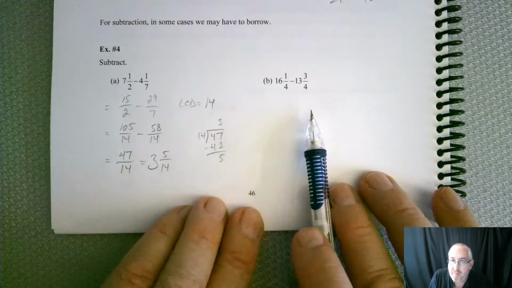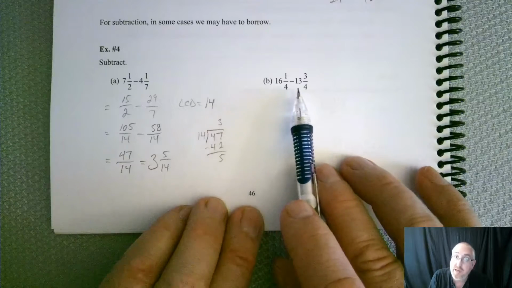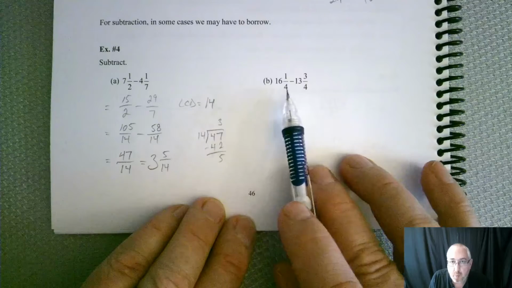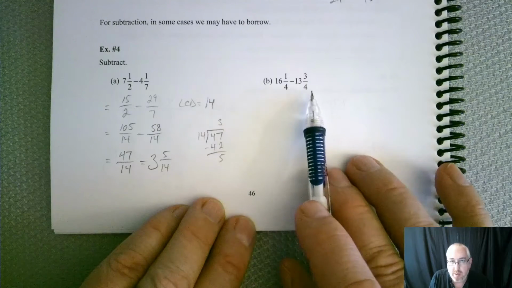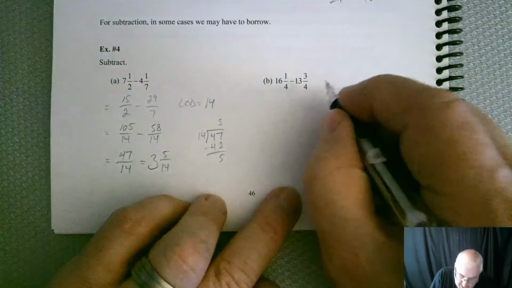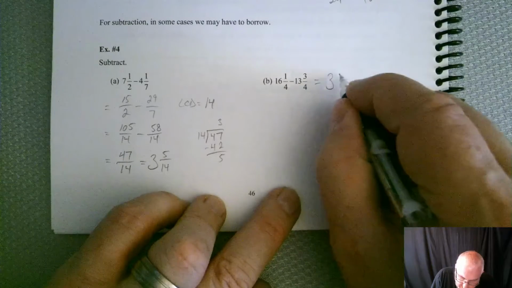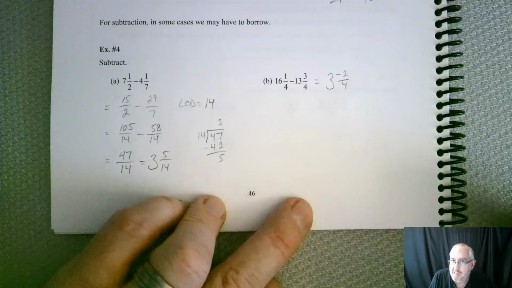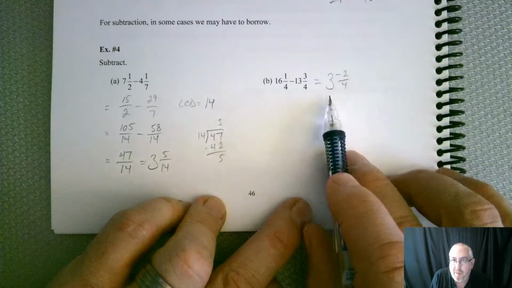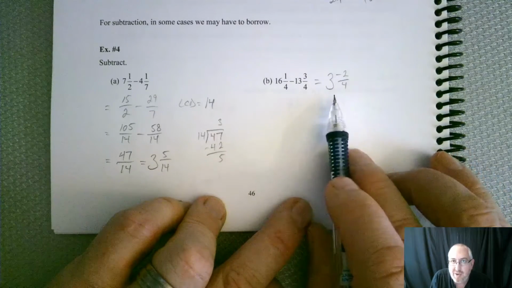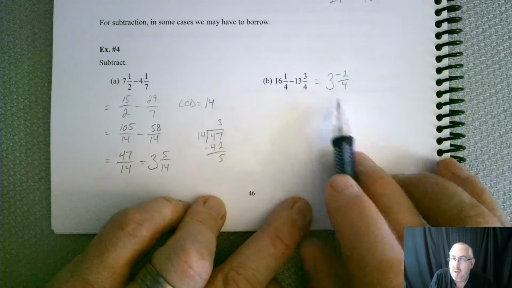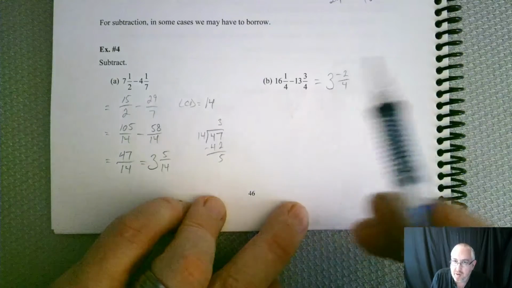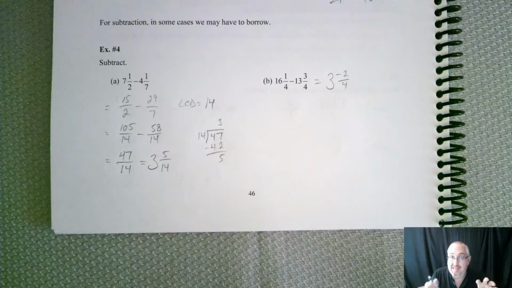If we tried to do the same sort of thing, well, 16 minus 13 is 3, but what's 1/4 minus 3/4? A common answer would be 3 and -2 over 4. But that doesn't make a lot of sense. You can't have a positive whole number and then a negative fraction attached to it. It just doesn't make sense. So that's why it's a little awkward to try to subtract with them as is.